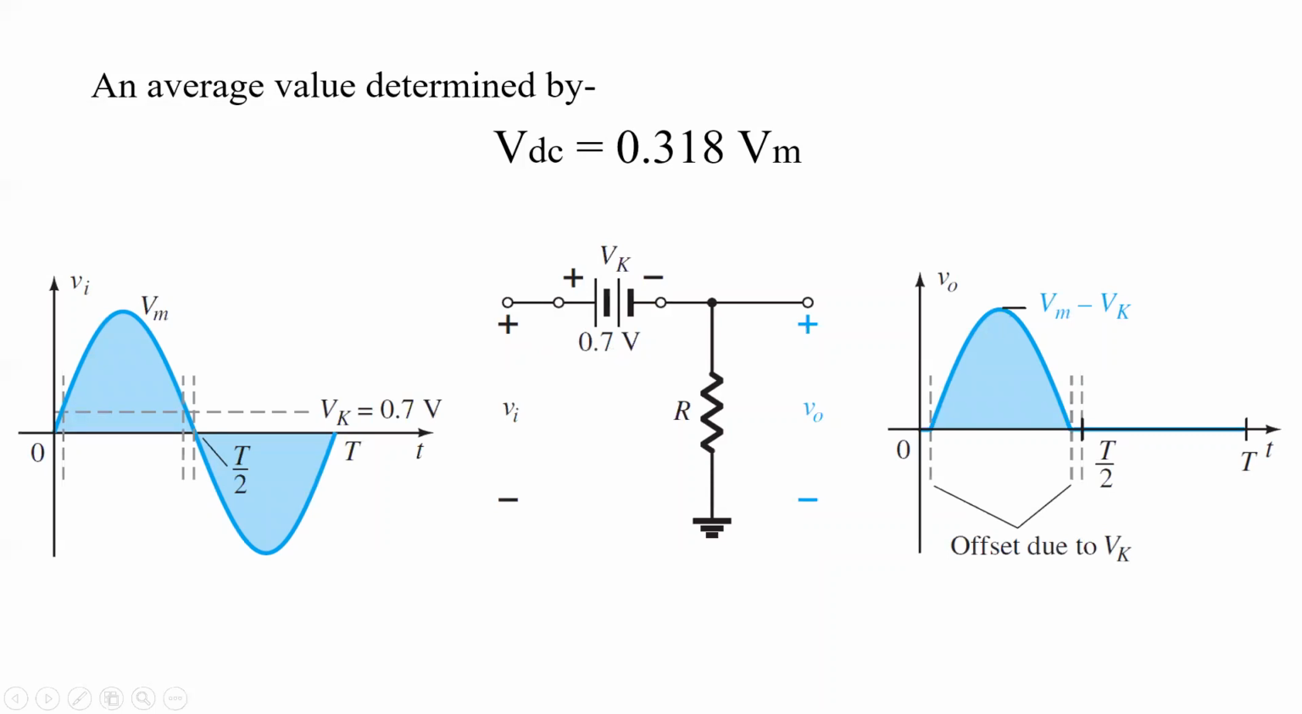We all know that. So when there is a drop, what will happen? From your 20 volt, 0.7 volt is gone. So how much will your resistor get? Rest of it, right?